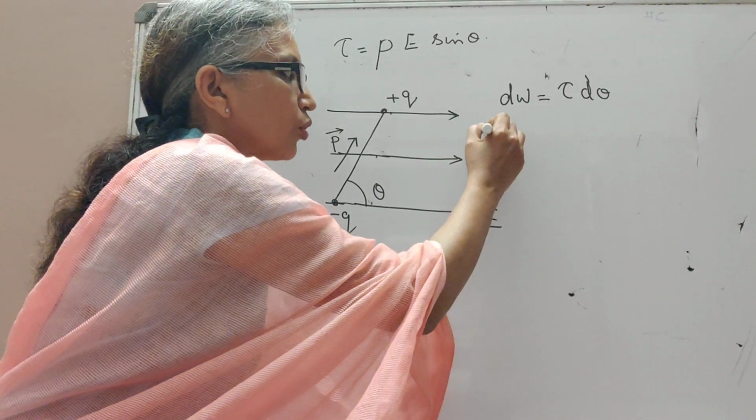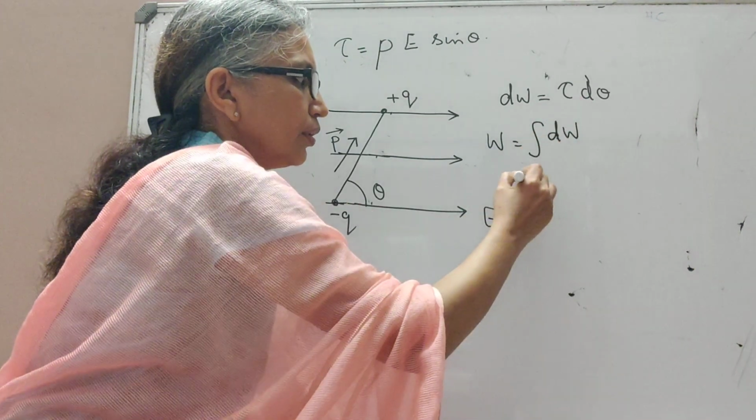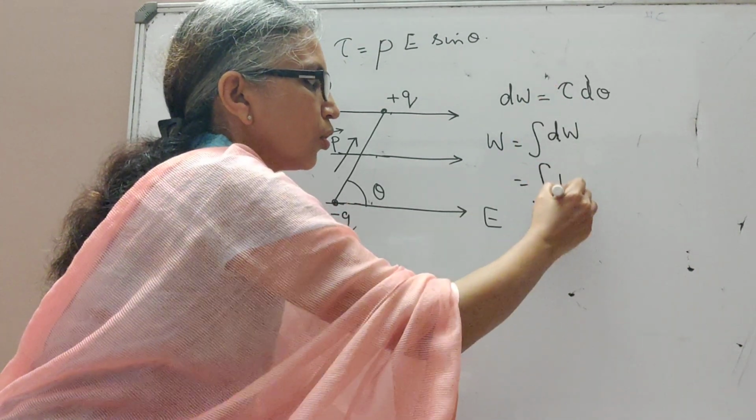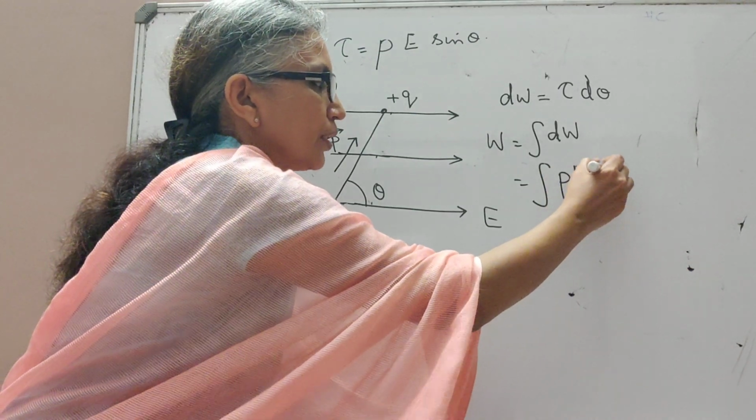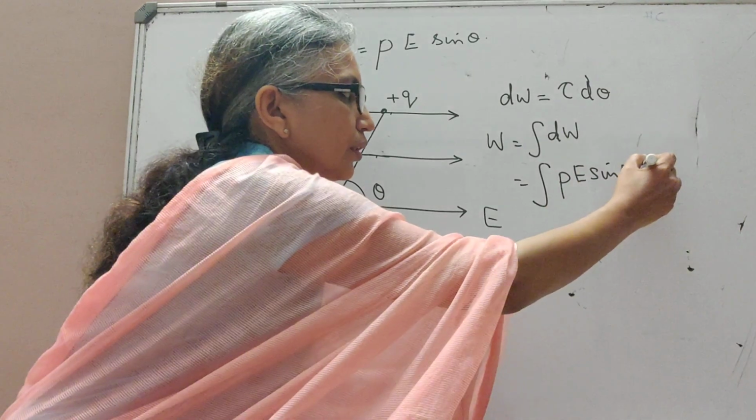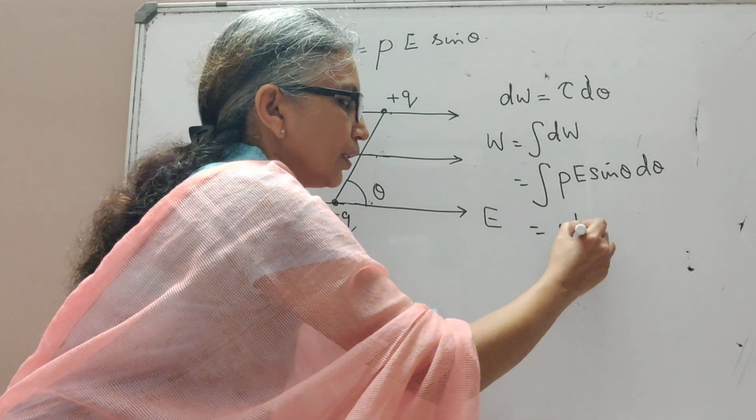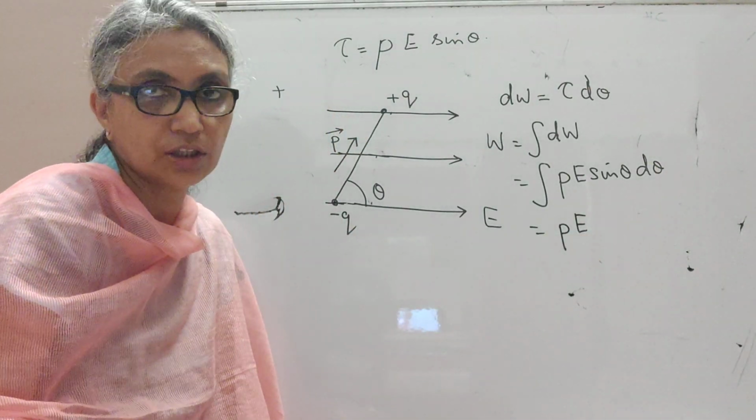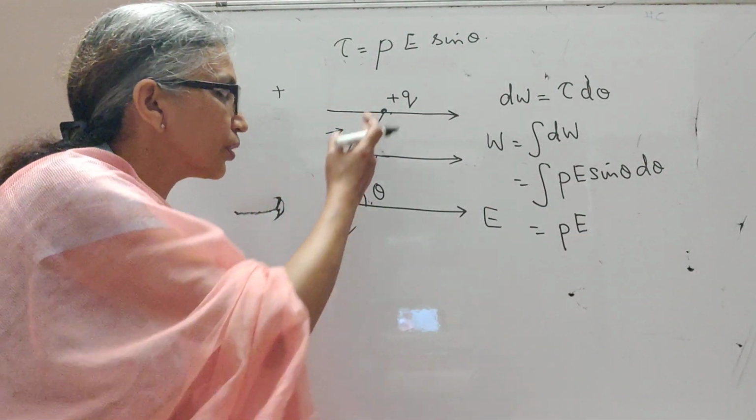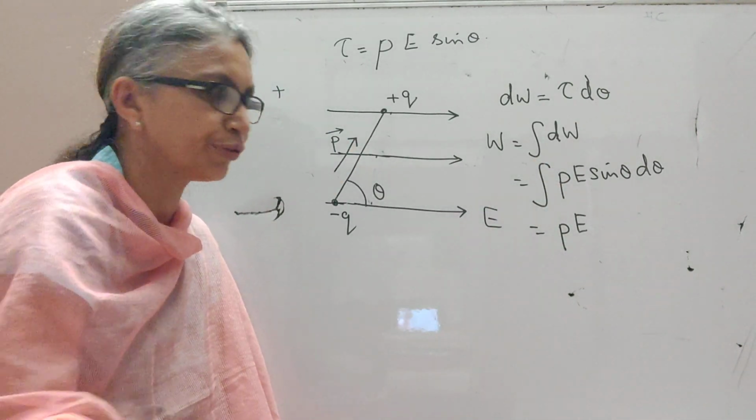So to find the total work done, we need to integrate that small work done. That is the integral. So I will replace torque with PE sin theta, which we derived in the first chapter, d theta, and I may take the P and the E outside, because Q into 2A is a constant. Q is a constant, 2A is a constant. Electric field, I told you, is a uniform electric field.